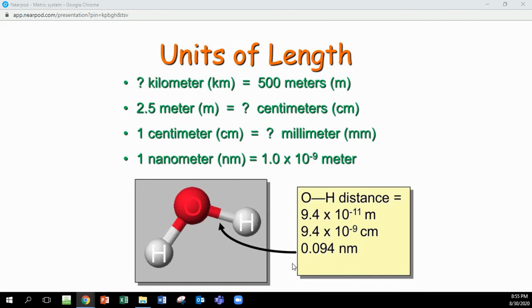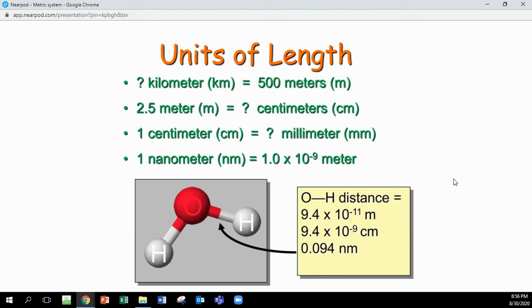We could also say, instead of saying this is 0.094 nanometers, we could say it's 9.4 times 10 to the minus 11 meters. This number is easier to work with. But they are all equivalent. So you need to be able to tell what is equivalent and what is not equivalent. You're going to be practicing that when you go through the Nearpod.